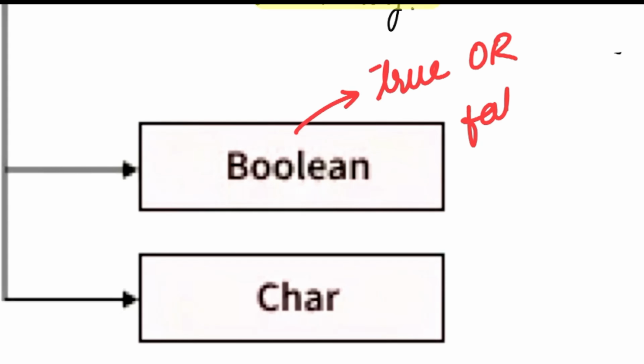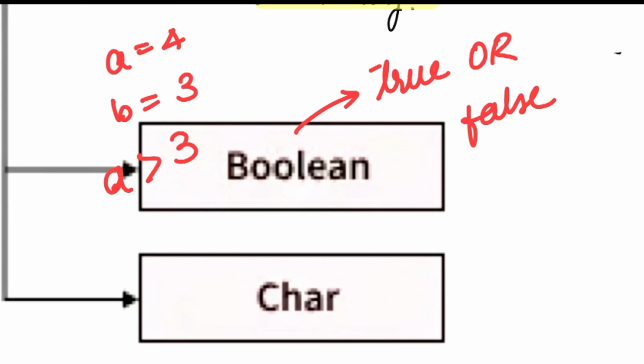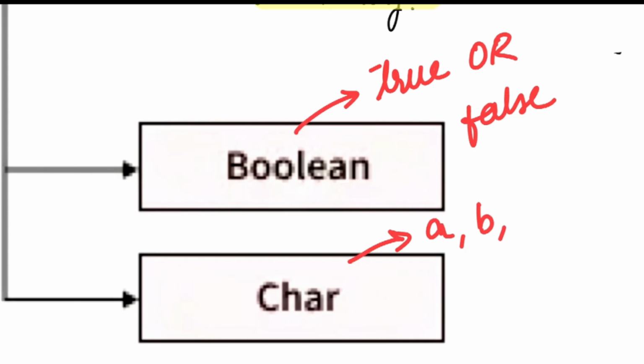Suppose you're comparing two values, for example, A equals 4 and B equals 3, and you ask the compiler, A greater than B? You're asking this question to the compiler, and the compiler would answer true because this statement is true, correct? That's what a Boolean data type is for. Now, a character is for characters, that is A, B, C, D, all these letters that we have.